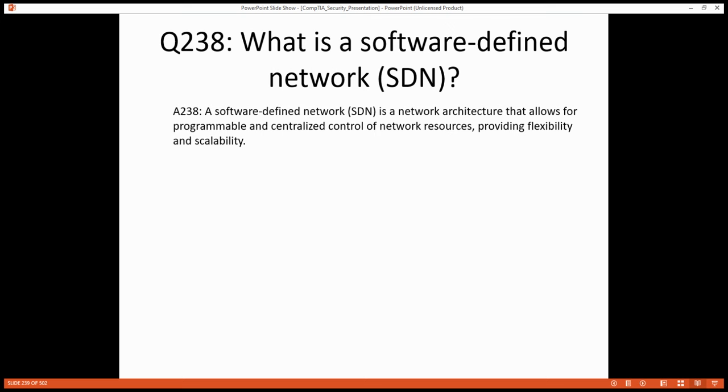Q238. What is a software-defined network (SDN)? A 238. A software-defined network (SDN) is a network architecture that allows for programmable and centralized control of network resources, providing flexibility and scalability.